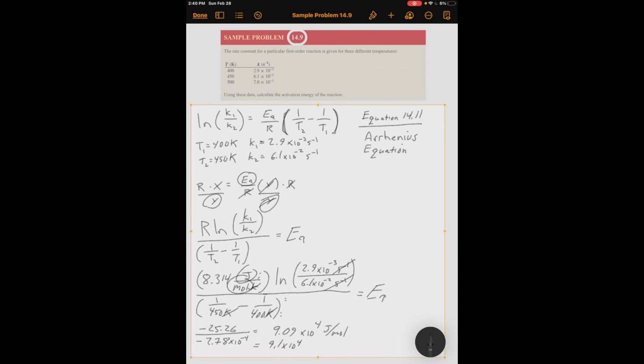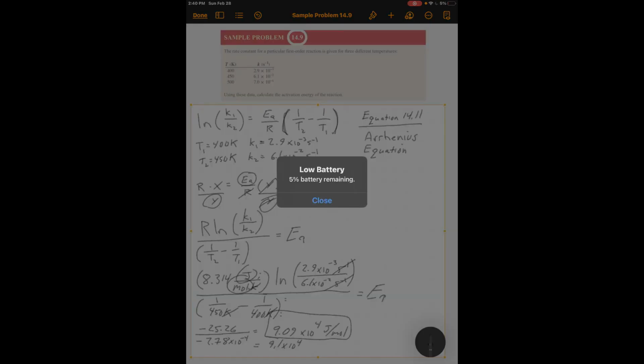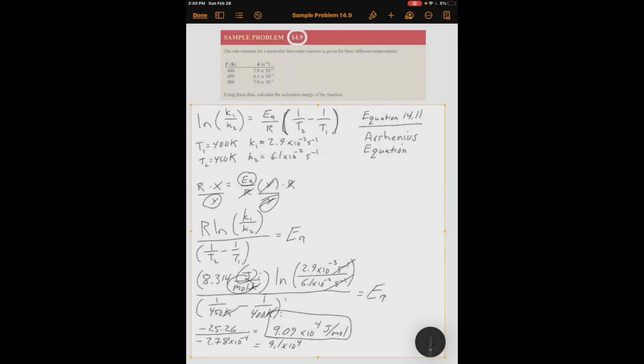Now, I will point out that it is common to report activation energies not in joules per mole, but in kilojoules per mole. So you just divide it by 1,000. So if I take, I'll do that over here, 9.1 times 10 to the 4 joules per mole times a kilojoule per 1,000 joules. Right? And you get 9.1 times 10 to the 1 kilojoules per mole.